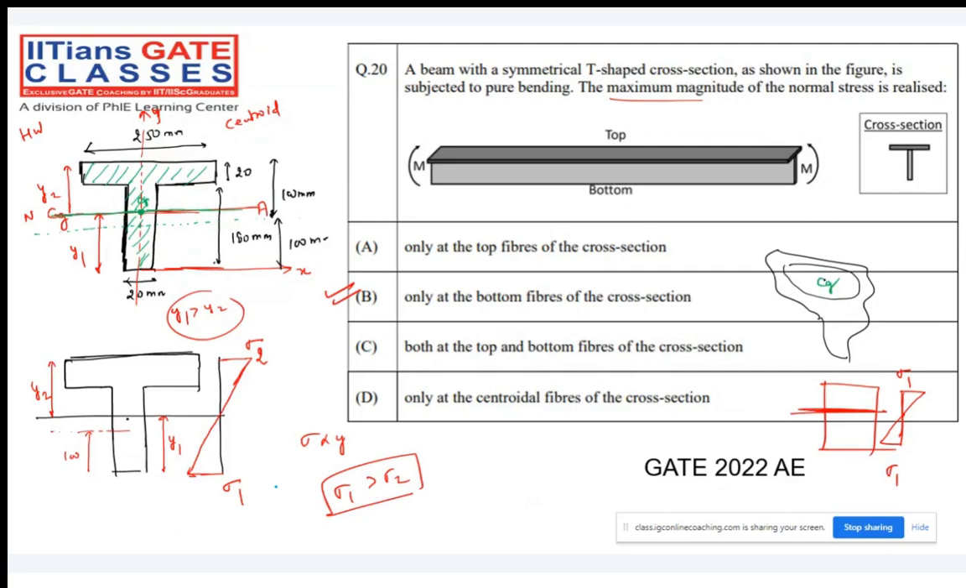Now, somebody who just wants to have the feeling, sir, how can I prove that y1 is more than y2? I have given the question with the data also. You just solve it and find y bar for this particular section from the bottom x-axis. You will be getting more than 100 mm. If it would be 100 mm, then top and bottom would be the same. But we know that it is an unsymmetric cross section. It is symmetric about the y-axis, but unsymmetric about the x-axis. So definitely we are going to see shifting of the centroid from the middle portion, right?